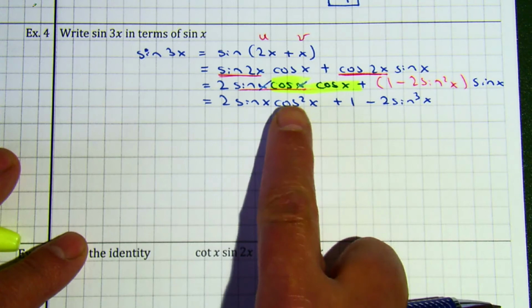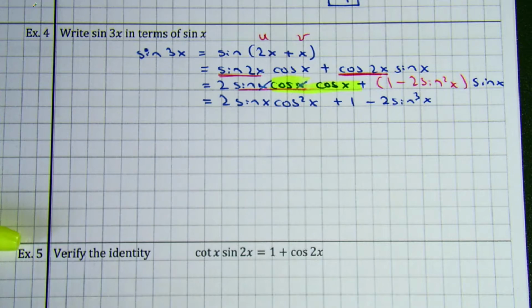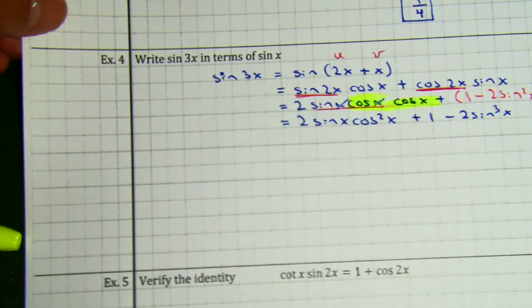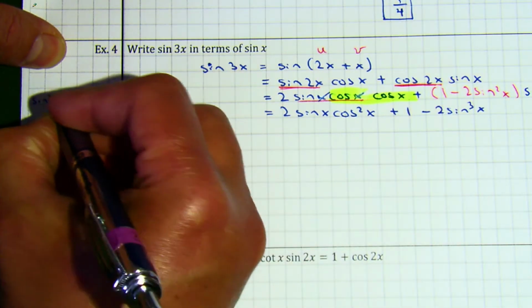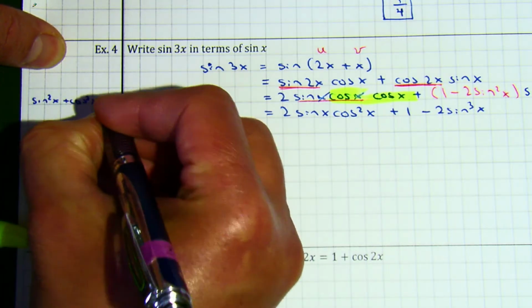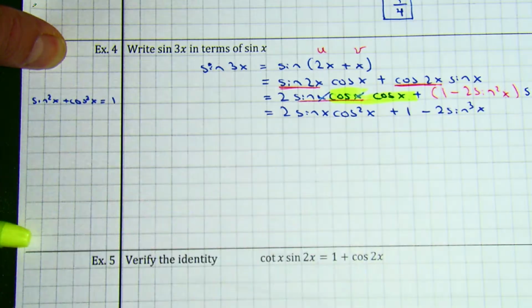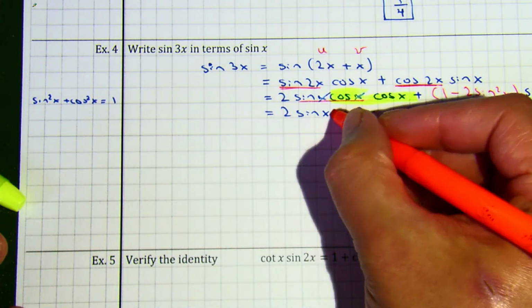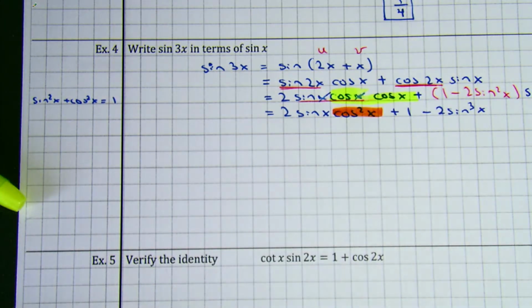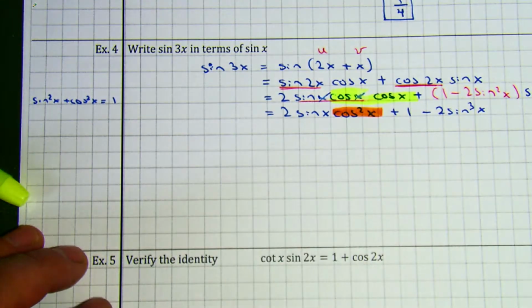So I need to be able to find a way to replace the cosine square of x. And we know of Pythagorean identities, we know that sine square plus cosine square is equal to 1. So therefore, sine square of x plus cosine square of x equal to 1. So if I move my sine square to the right, it becomes a negative. So therefore, I'm going to replace the cosine square of x with 1 minus sine square of x. Remember that they only want to have sine of x.